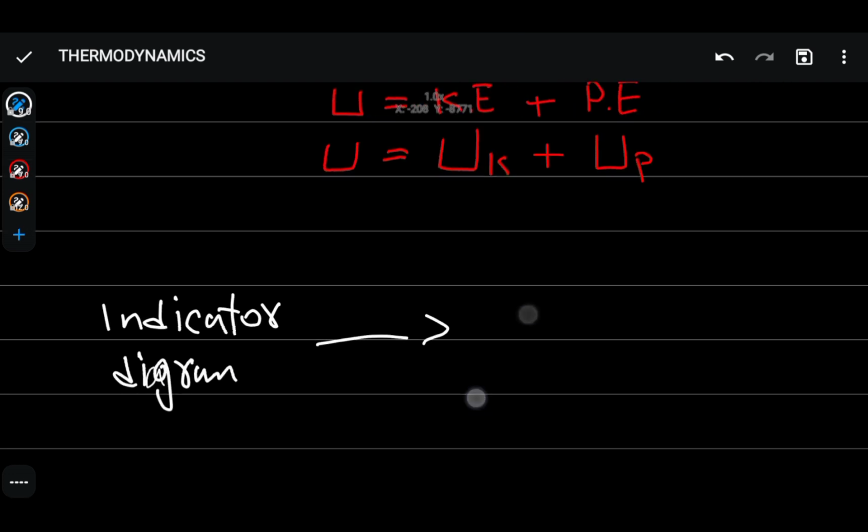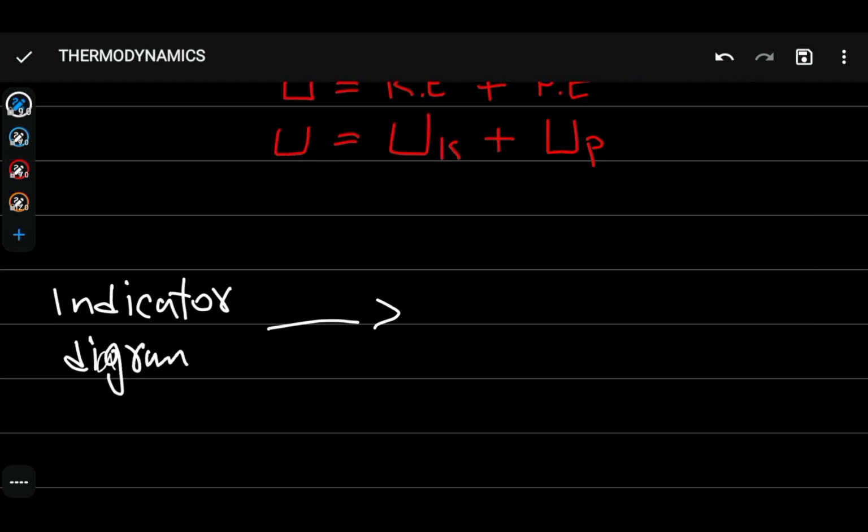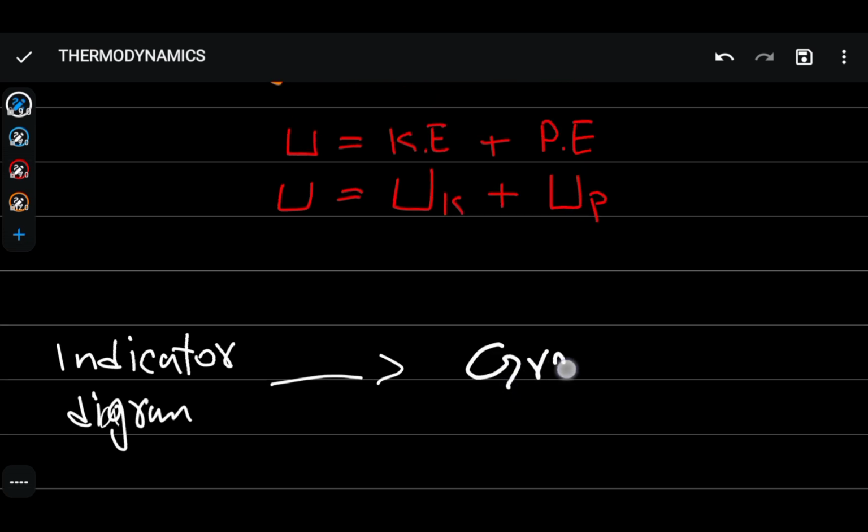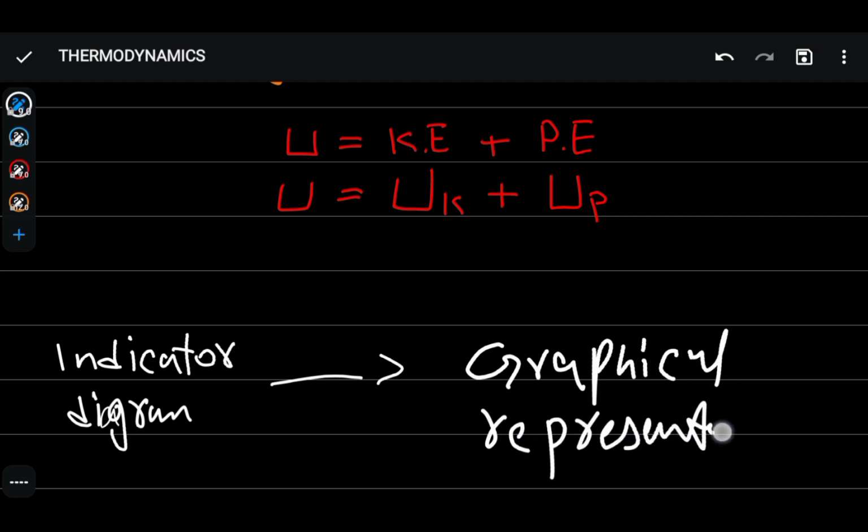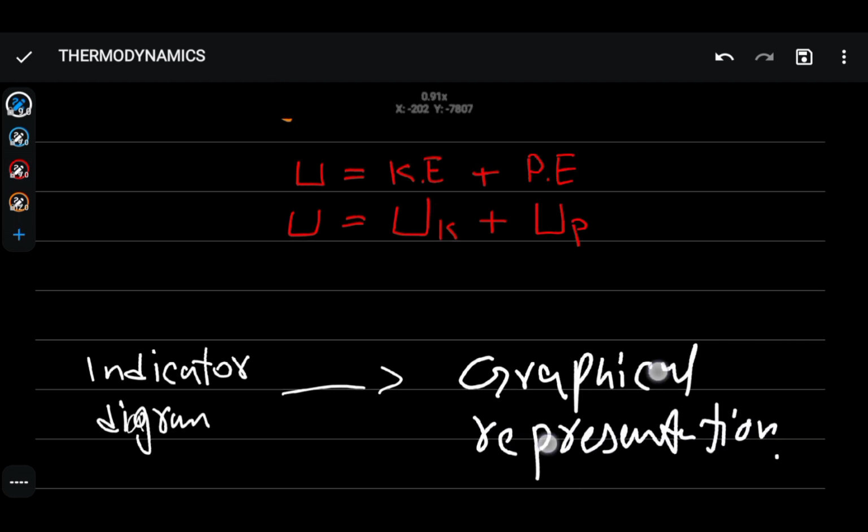So the indicator diagram is basically the graphical representation of something, which we're gonna study further in this chapter. Okay, hope this is clear.